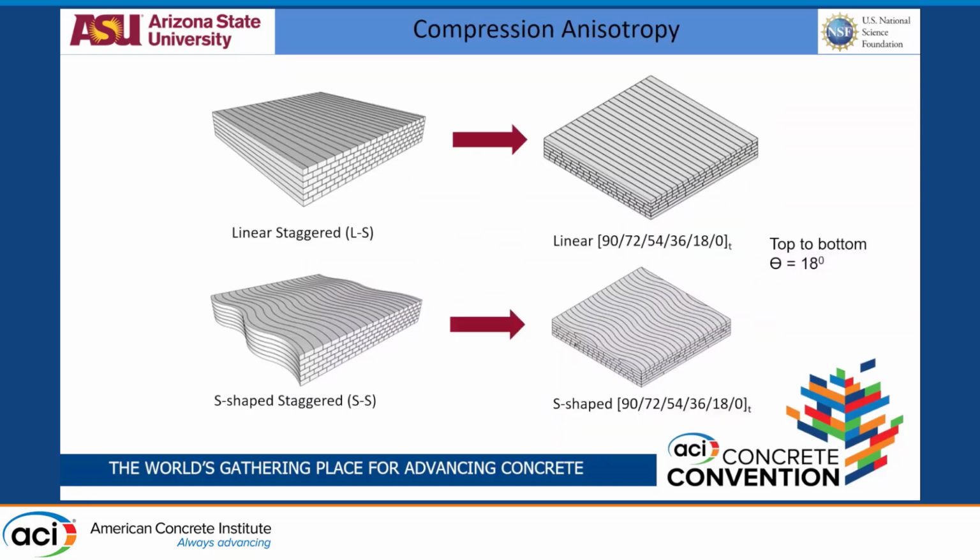So what we did next was to use the same systems, the linear staggered and S staggered. Now, instead of a staggered system, we rotated each layer. We make sure that the interfilament joints do not remain in a perpendicular line at all. We kept the first layer the same, but rotated each layer by 18 degrees, such that when we come to the top of the slab with 6 layers, we are at a 90-degree angle rather than at 0 degrees. Now, what does this give us?